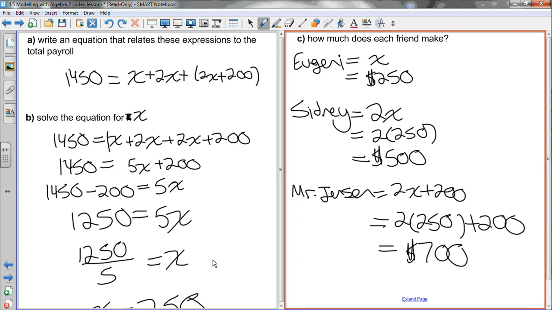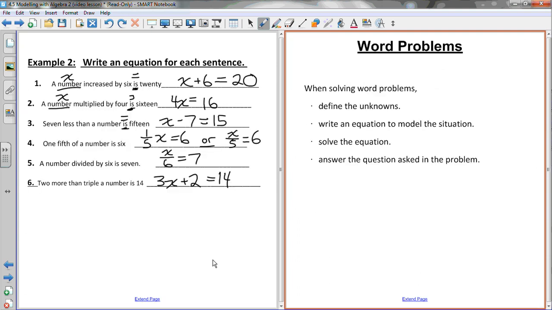And just make sure when you're doing these type of questions that you follow these guidelines right here. When solving word problems, make sure you define your unknowns. So make sure you determine what variables you're going to use and what they represent. Then write your equation to model the situation. Then solve the equation. And then make sure you've answered the question that the problem asked.